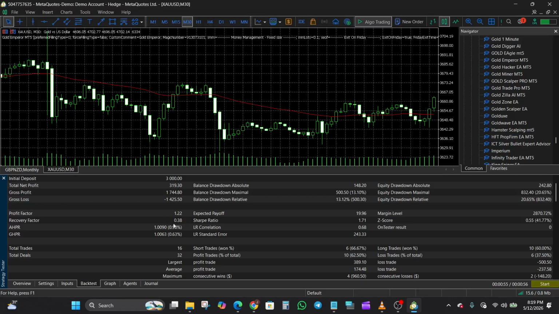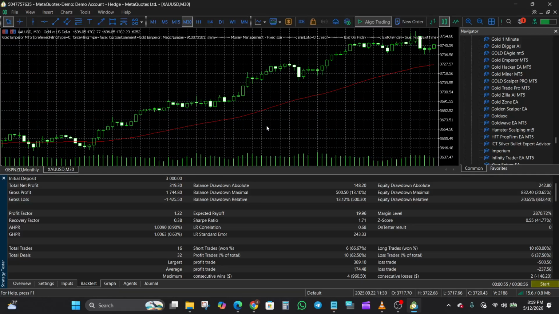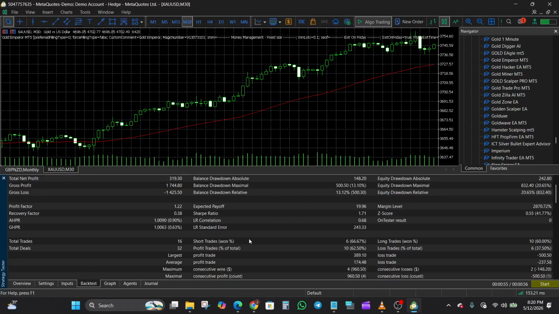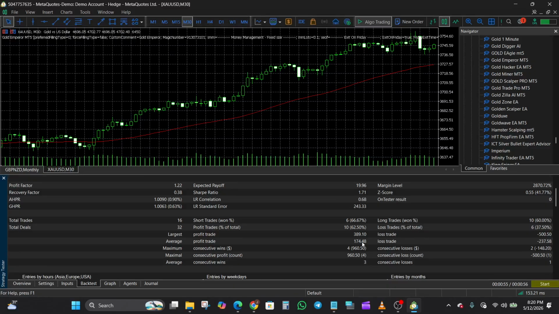We can see that there were only 16 trades taken out of the about 4.5 months that we did the backtesting on. The profit made was just $319.3, just a little above 10%, from the initial deposit of 3,000 US dollars. Out of the 16 total trades taken, 6 were short trades with a 66.67% win rate, and 10 were long trades with a 60% win rate. So the win rate is not bad. The win rate is okay.